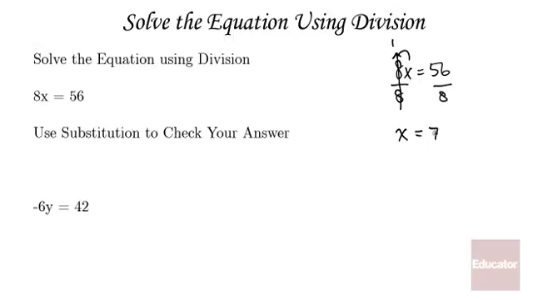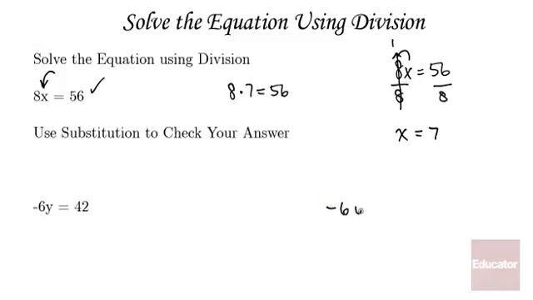Let's use substitution to check our answer. I'm going to take x equals 7, the 7, and put it back in here. So 8 times 7 equals 56, and that is correct. So x equals 7.